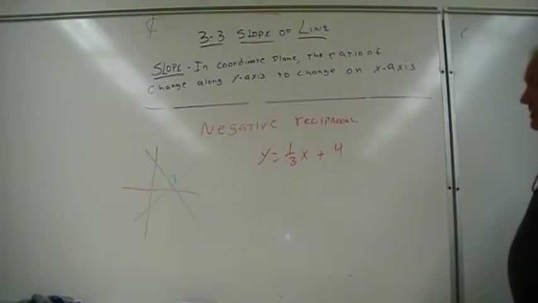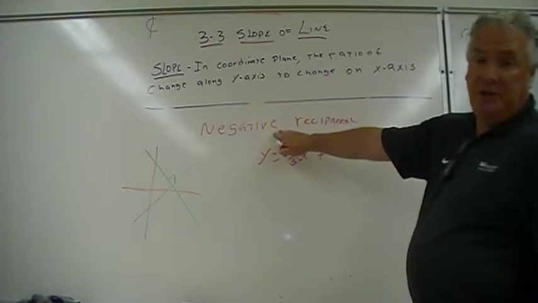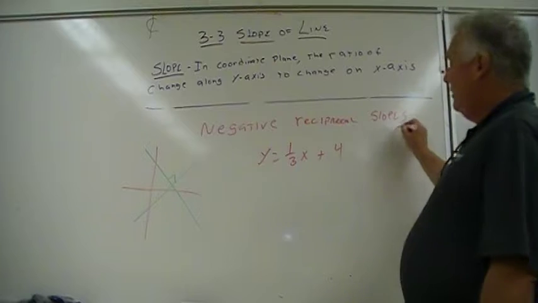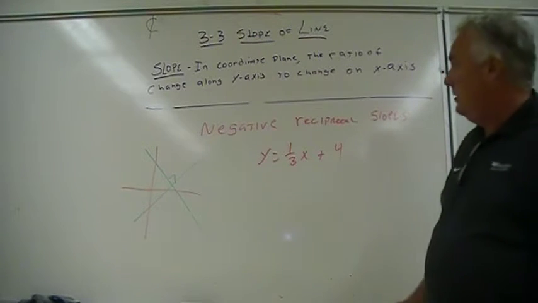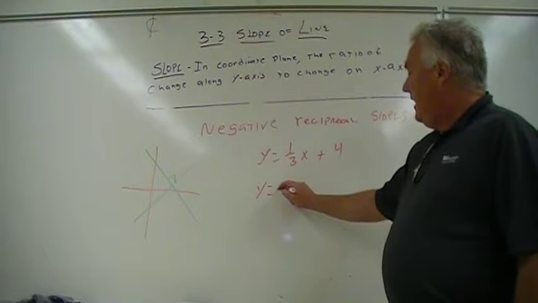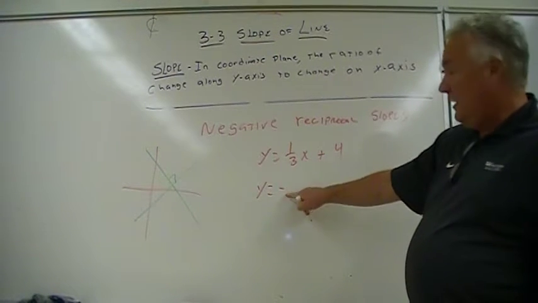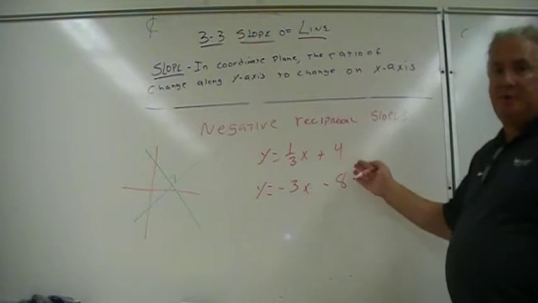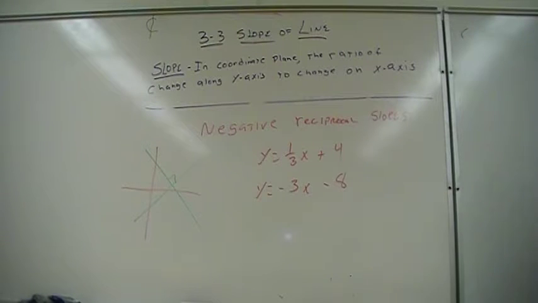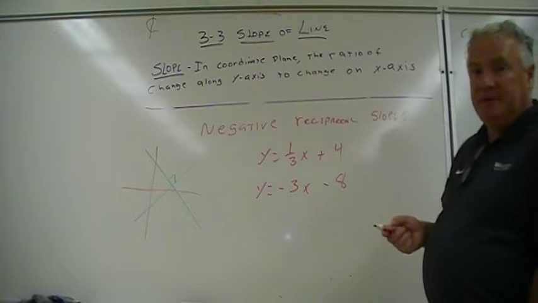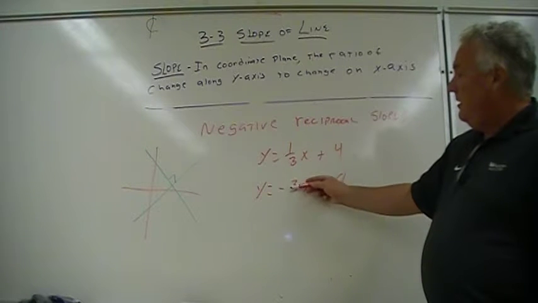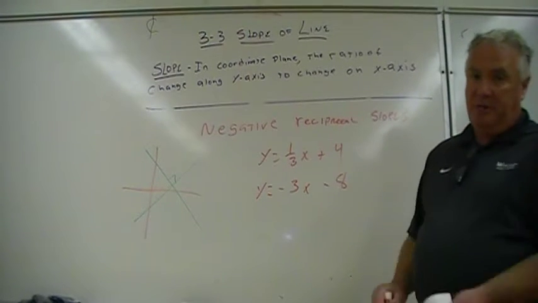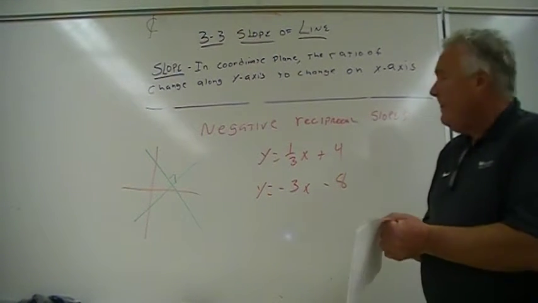So y equals 1/3 x plus 4. I should add, I apologize here, negative reciprocal slopes. Y equals negative, this is positive, so we make it negative, 3x minus 8. Whatever, the y-intercepts don't matter on this. It's with the slope, because that tells you the steepness of the line. Positive slope, negative reciprocal. If this was a negative slope, then we would change it to positive, the opposite one. Okay?